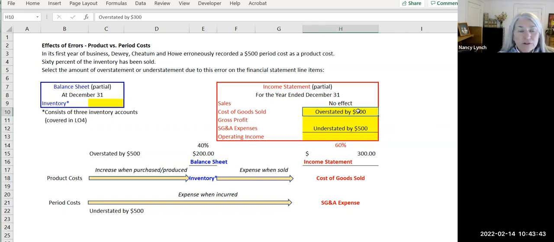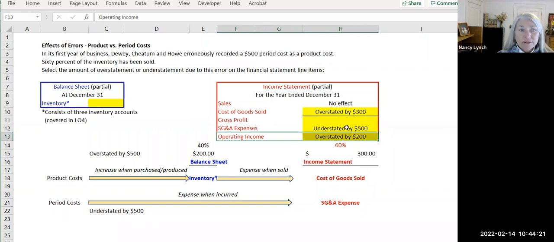So in other words, that should have been part of this expense. So if our cost of goods sold is too high by 300, but our other expenses, SG&A, is understated by 500, do you see that our net income is overstated by that difference? So in other words, a whole 500 should have been expensed and it wasn't. So our net income would be 500 too high, but we overstated 300 of our cost of goods sold, making operating income overstated by 200.